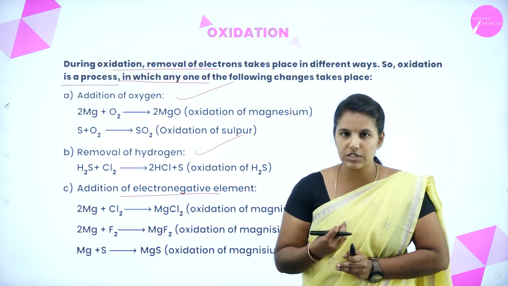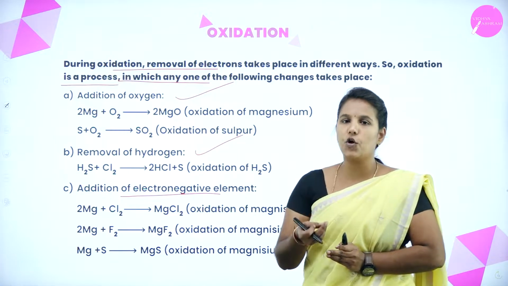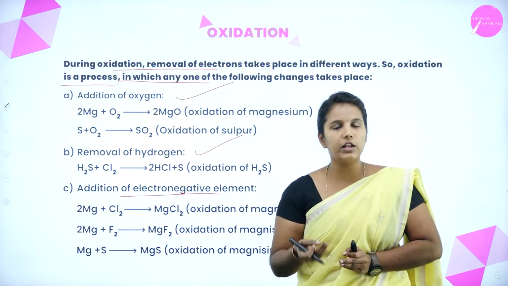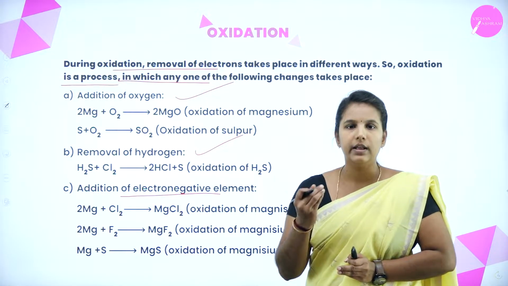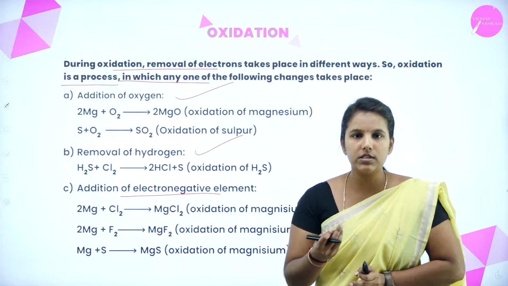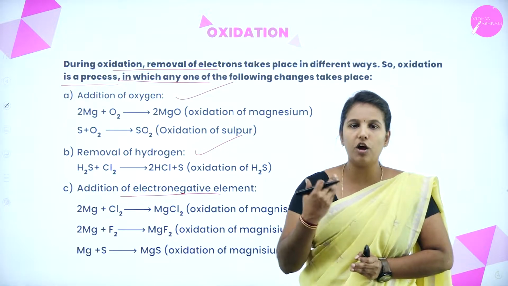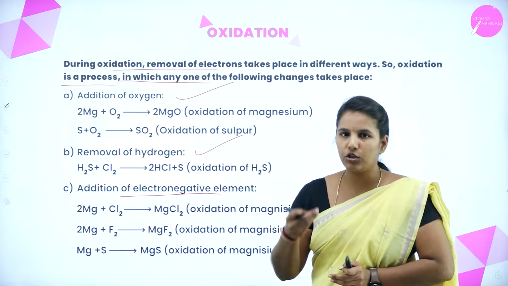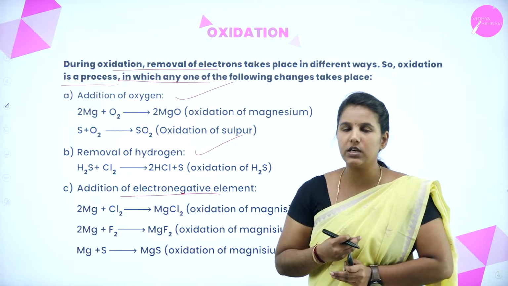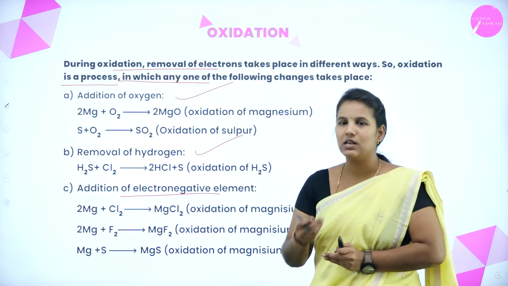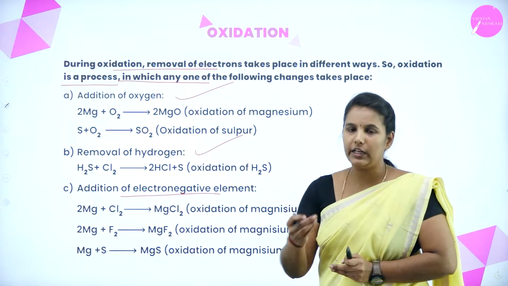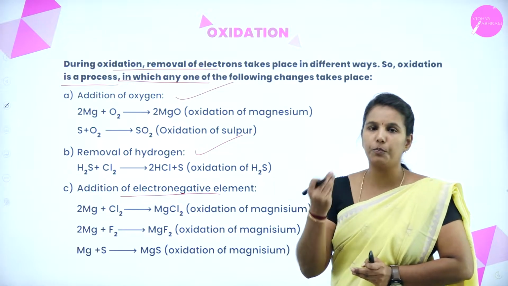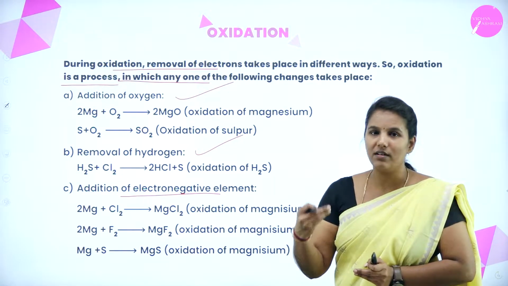In terms of oxygen, the addition of oxygen is said to be oxidation. If I define oxidation in terms of hydrogen, then oxidation is nothing but a removal of hydrogen. Hope you all understood this definition of oxidation. I have listed two examples each for oxidation in terms of oxygen, in terms of hydrogen, or in terms of electropositive and electronegative elements.